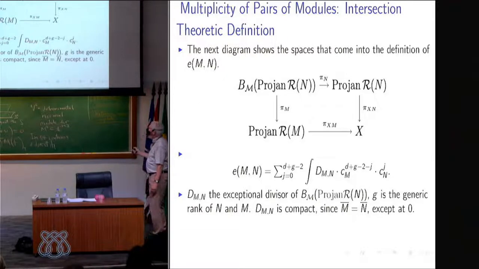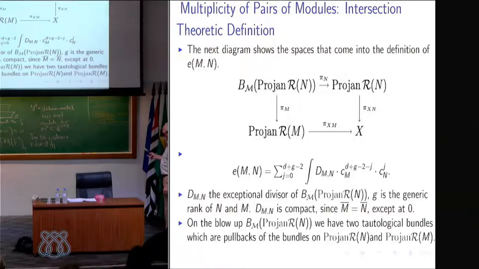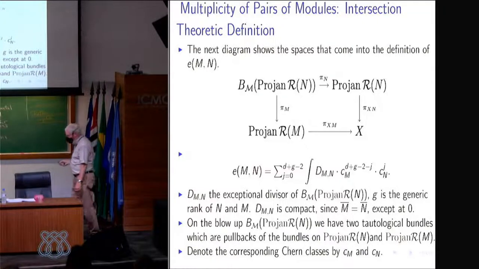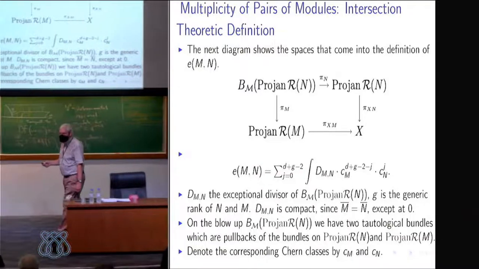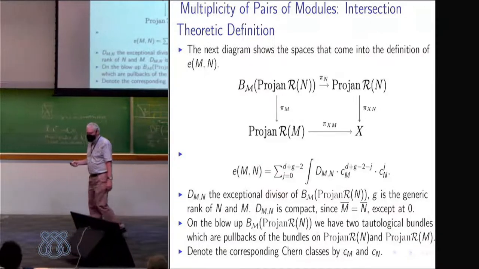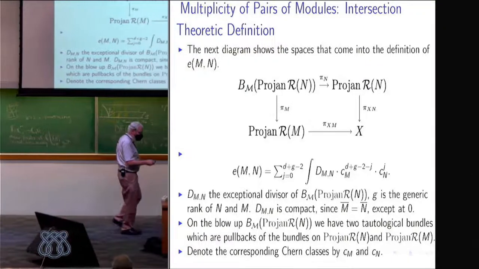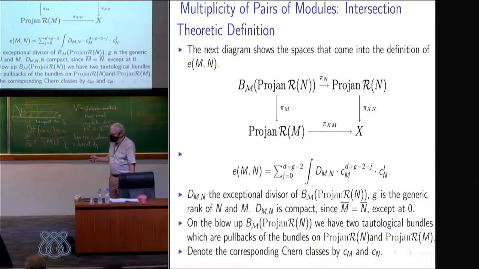We're going to take the exceptional divisor, and we're going to intersect it with some Chern classes. The Chern classes are c_M and c_N. Where do they come from? Well, we have two projective spaces, so we have two bundles. And we pull those bundles back to this space, and we intersect. Well, you might think that this is hard to work with, but actually it's not really so bad. And during the exercise section on Thursday, we'll do an example in detail where we work out what all these terms are. But for now, let's just try to understand this a little bit.